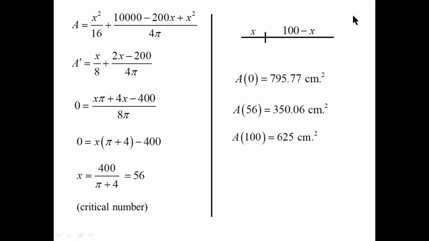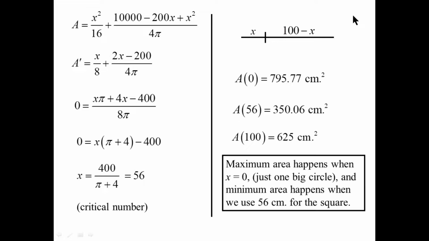Looking at the above data, we can find the maximum and minimum. The maximum happens when the cut is made with x being 0. In other words, it's just one big circle. There's no square at all. And the minimum area happens when we use 56 centimeters for the square.